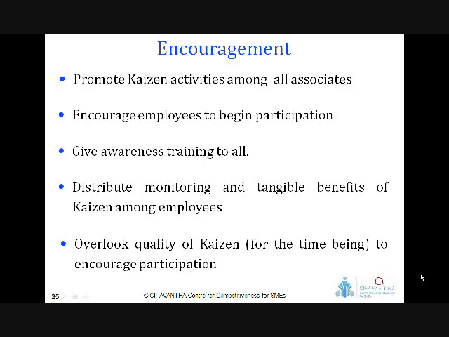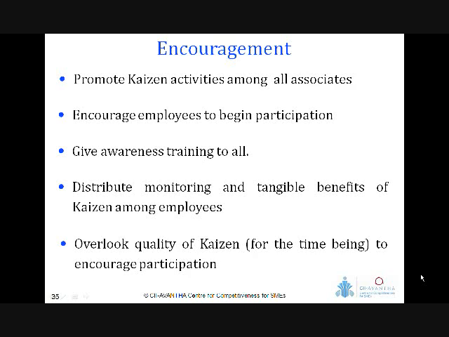Do a campaign among all associates to do Kaizen activity. Please be involved in Kaizen. Use posters, newsletters, and notices to promote Kaizen activities.